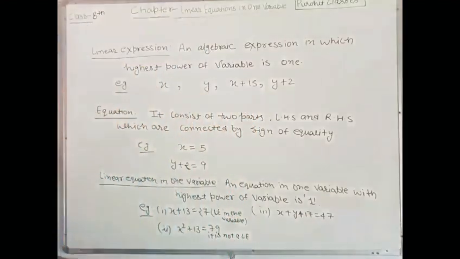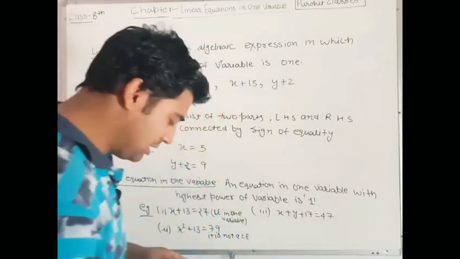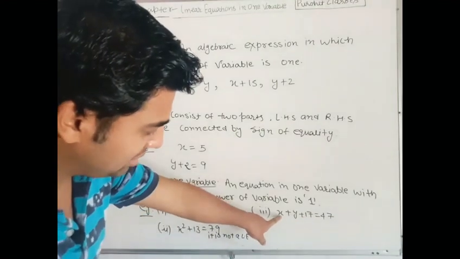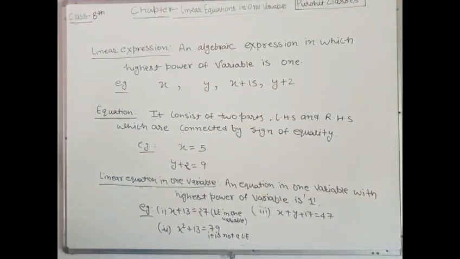Is it an equation? Yes, because it has a left hand side and a right hand side. Okay. Second question, is it a linear equation? Let us check the power of the variables. What is the power of x? That is 1. What is the power of y? That is 1. So it means it is a linear equation.